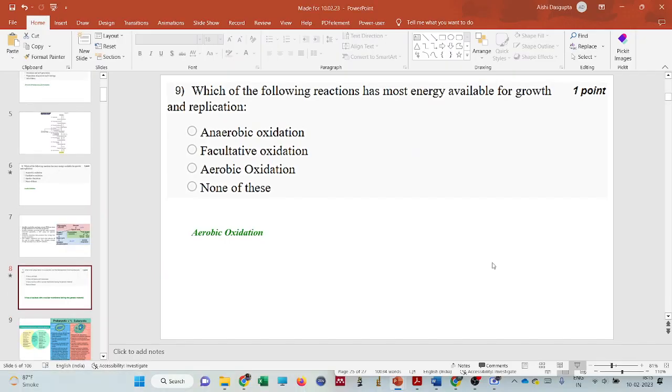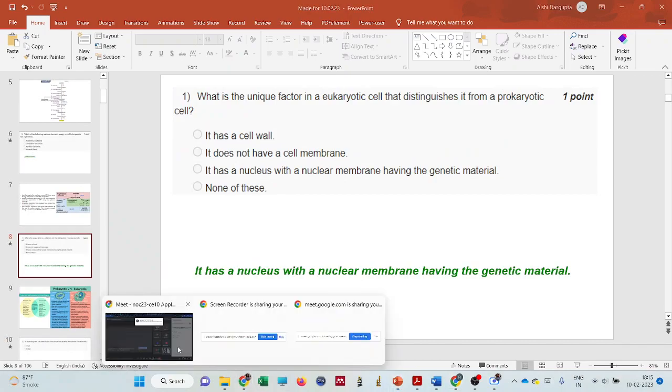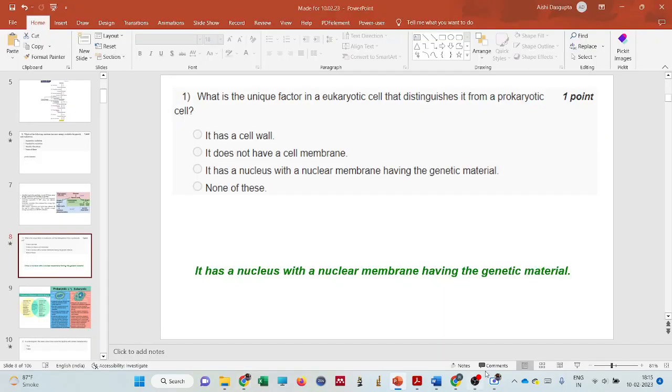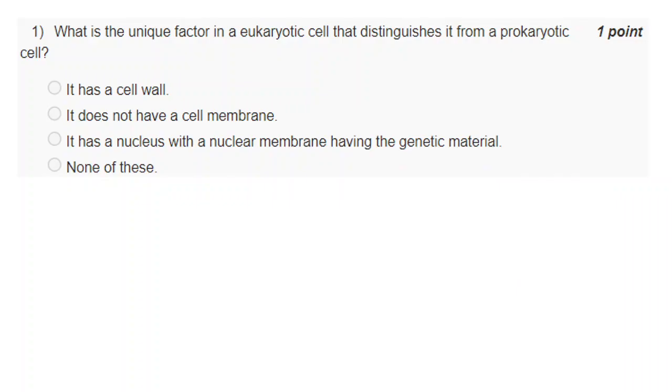What is the most unique factor in a eukaryotic cell that distinguishes it from a prokaryotic cell? Anybody? This is easy. We discussed it in the last session also.